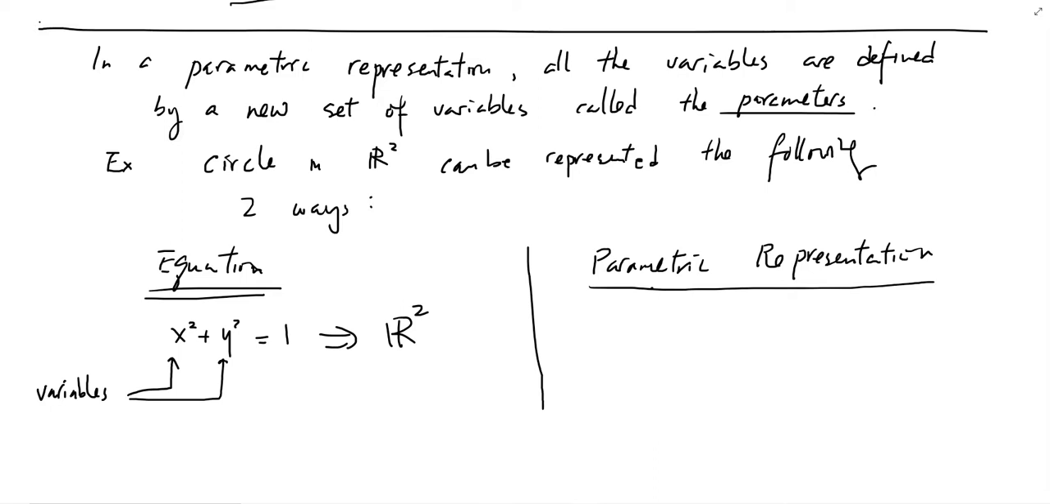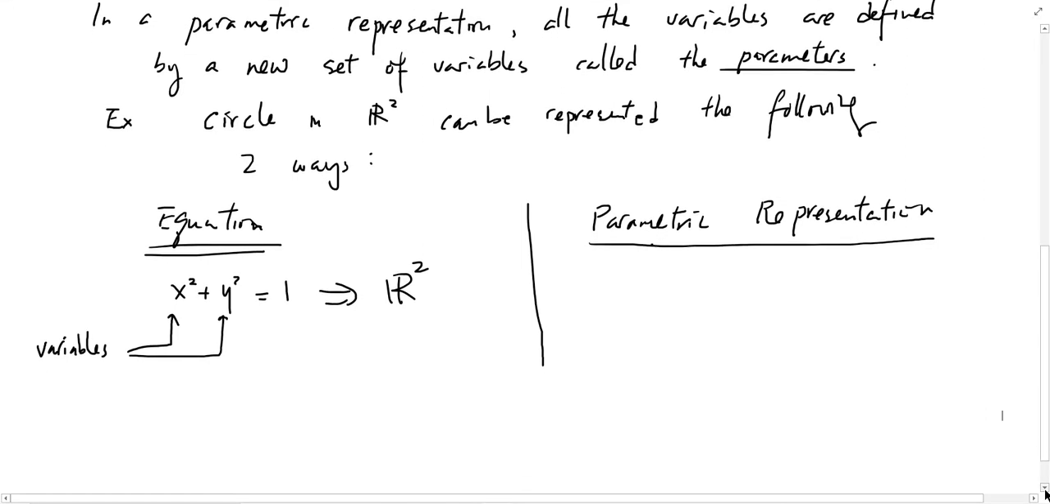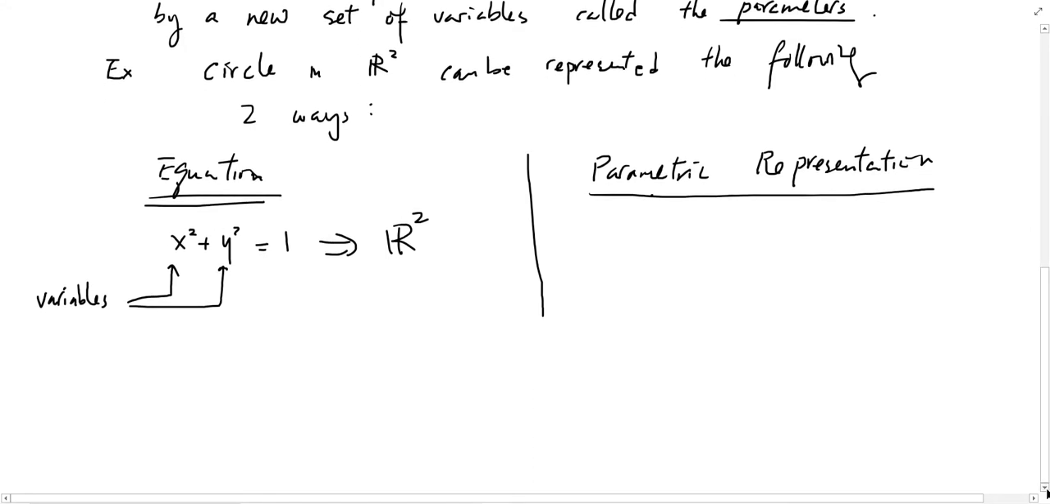So now, what is the difference between parametric representation? So now, hopefully some of you remember what is the parametric representation of a circle. So for a circle, the parametric representation is actually, notice, not defined by one single equation, but instead defined in this case by two equations. x equal to cosine t and y equal to sine t.